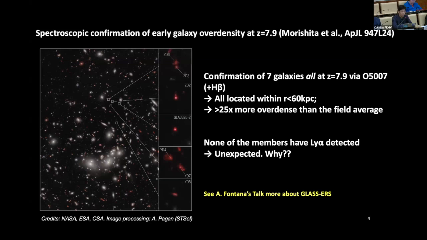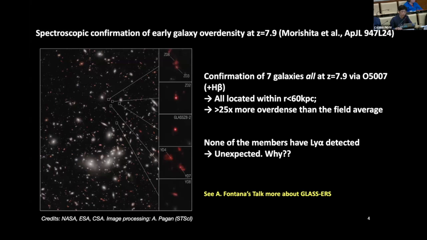Another surprise that we found was that none of them shows Lyman alpha emission lines. All 7 were detected in oxygen III, but none has Lyman alpha, which is a different picture from what we have seen in the previous slide, that overdensities or luminous galaxies are a good place where we expect to see Lyman alpha photons, but we didn't.